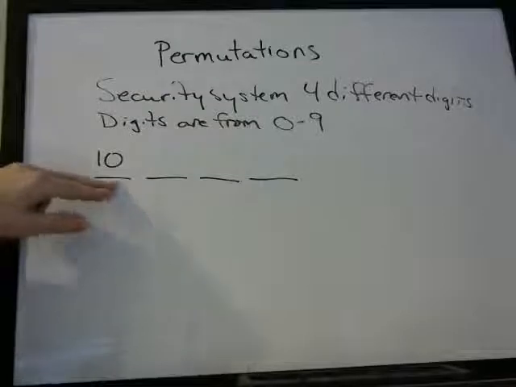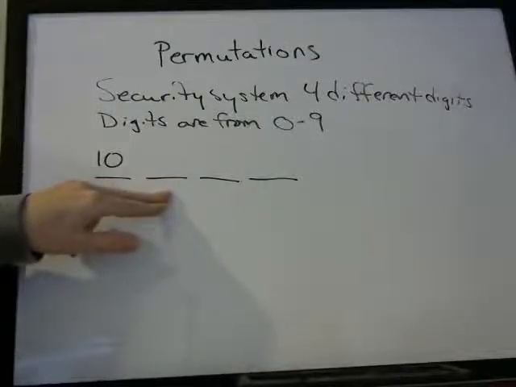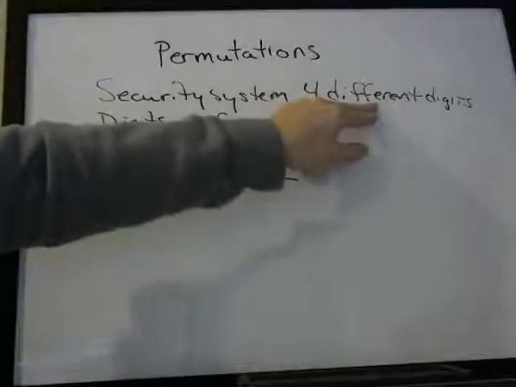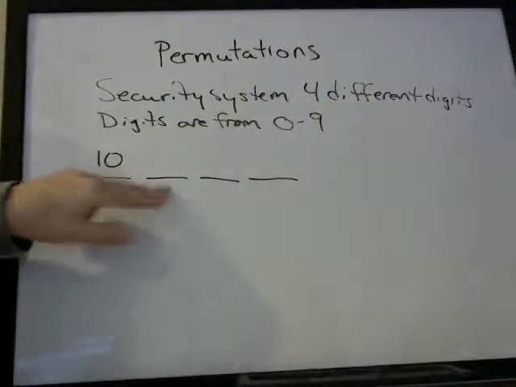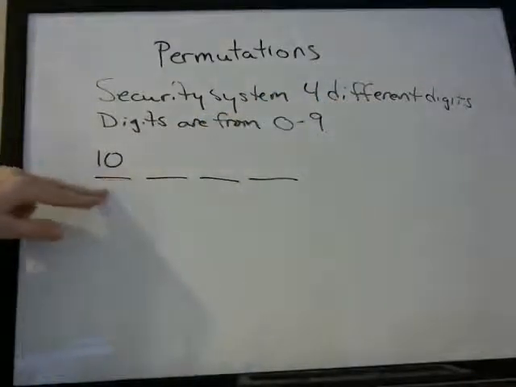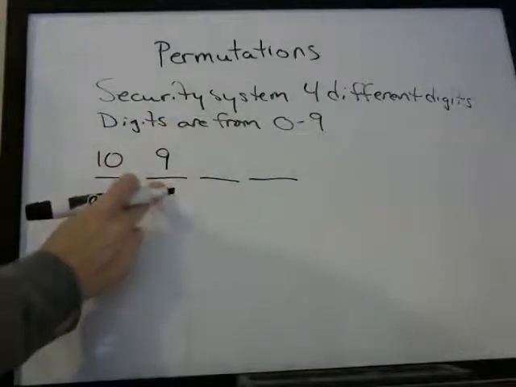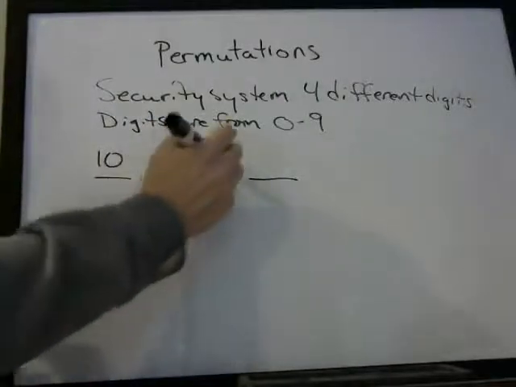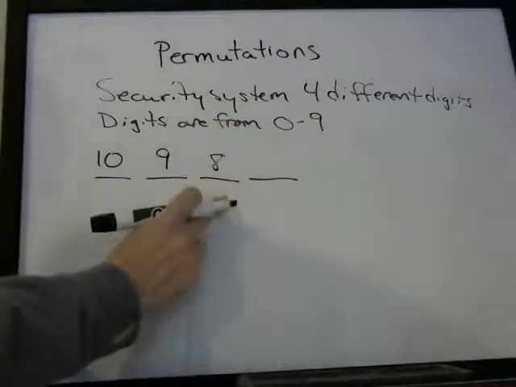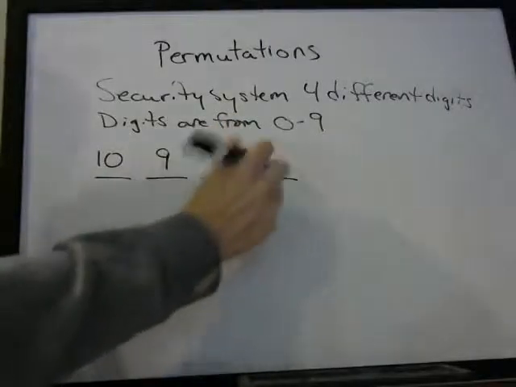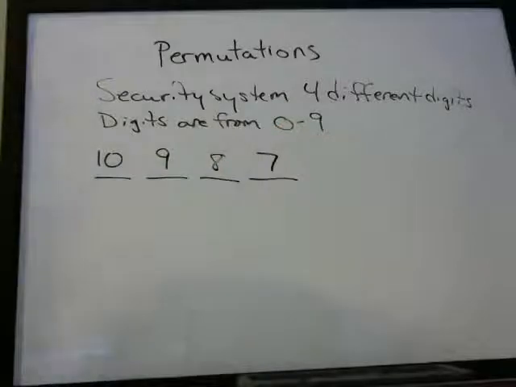Now that we have that one, how many can we put in the second? Because they have to be different, we only have 9 choices now because we've used one in the first slot. Now that we have our first 2, there's only 8 left for our third slot. And similarly for our fourth slot, there's only 7 possible digits that we can use.